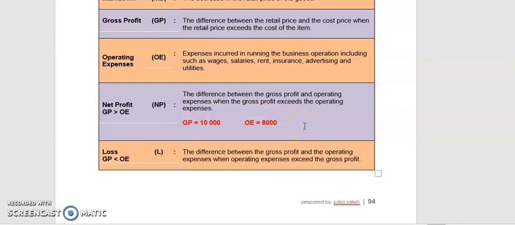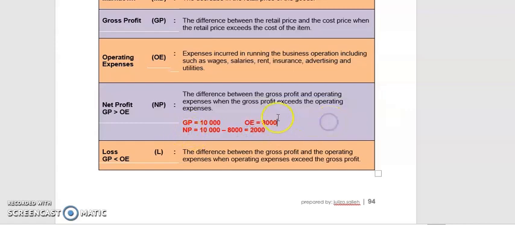So here in this case, we will get net profit: 10,000 minus what you need to pay, 8,000, salaries of workers, electricity bills, and so forth. So now you have a balance of another 2,000 ringgit. So 2,000 ringgit here we call it net profit.